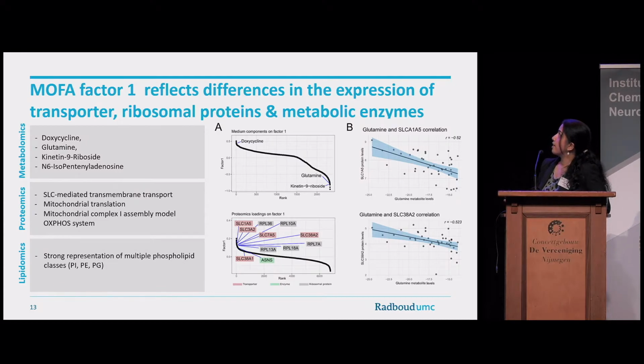So we interpret that MOFA factor 1 reflects the differences in the expression of the transporter, ribosomal proteins, and the metabolic enzymes.